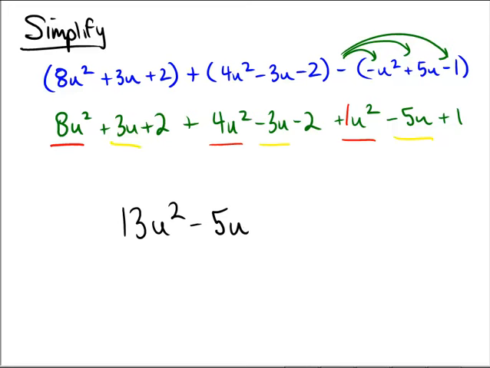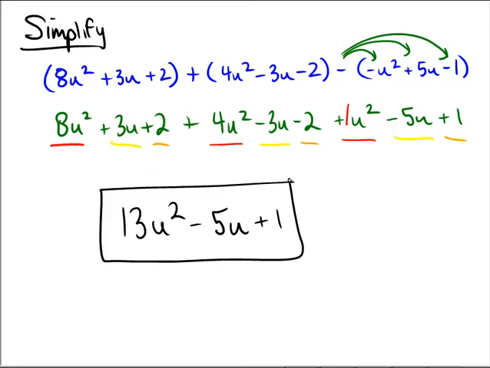And in the last place we're left with a 2 minus 2 plus 1. Again, 2 minus 2 cancels each other out like before, and all you're left with is that plus 1 at the end. So your final answer after all simplification is 13u squared minus 5u plus 1.